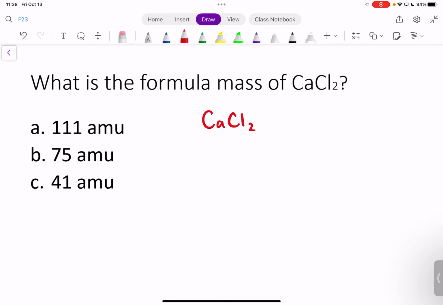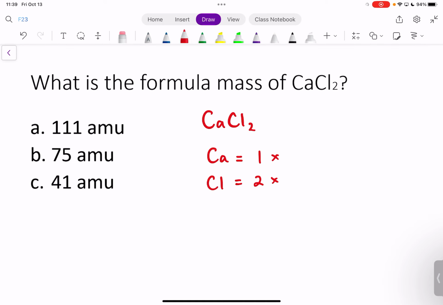All right, so how do we go about solving this? What I like to do is list out what atoms I have. So I like to say I have calcium, and how many calciums? Specifically, I don't see anything there, so just 1, right? So 1 calcium atom, and I'm going to multiply that by whatever mass I see on the periodic table. And for chlorine, I have 2, so I have 2 times whatever mass I see on the periodic table.